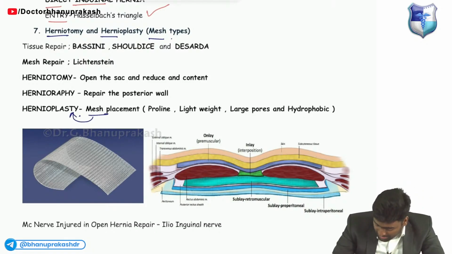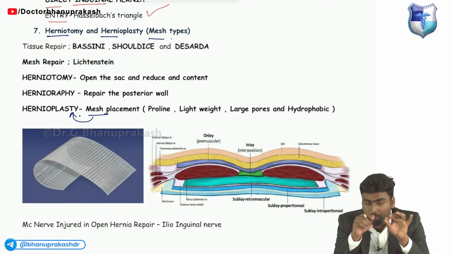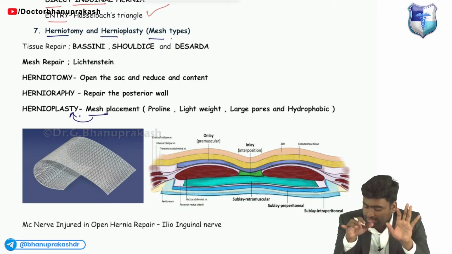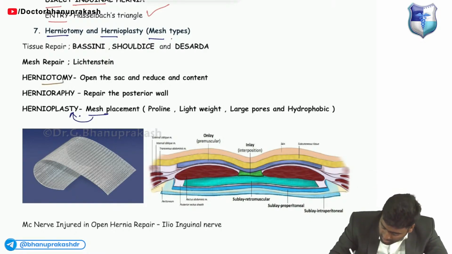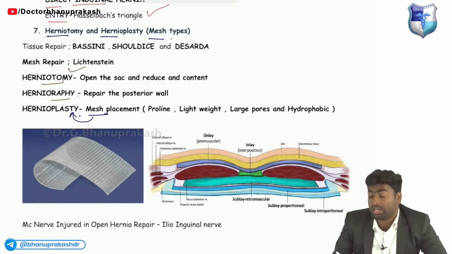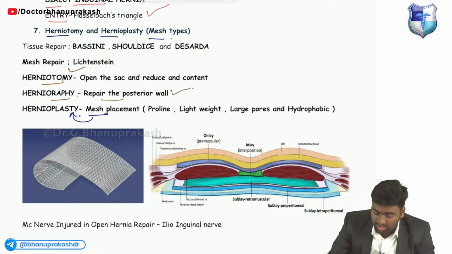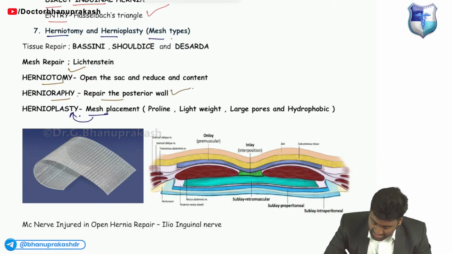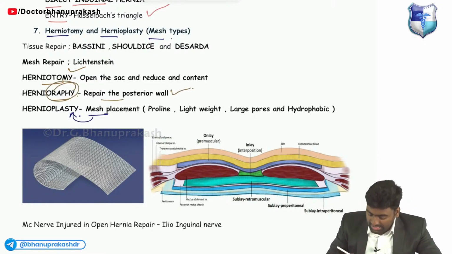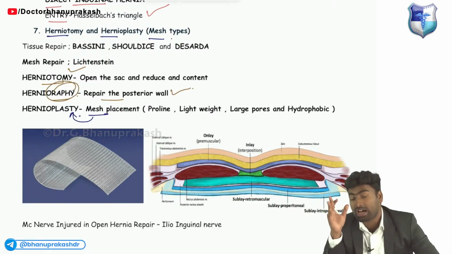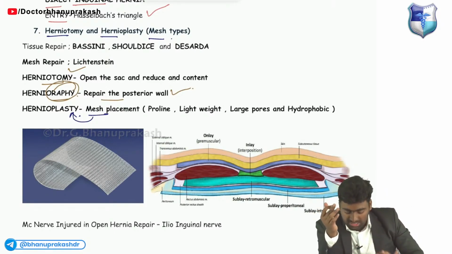And if you don't keep a mesh, you can do multiple things. For example, you just open the sac, reduce the contents, come back and suture it. So it is known as herniotomy. Once you open and reduce it and also repair the posterior wall, it is known as herniorrhaphy. Whereas in hernioplasty, you reduce it and then you keep a mesh so that it won't protrude back again.